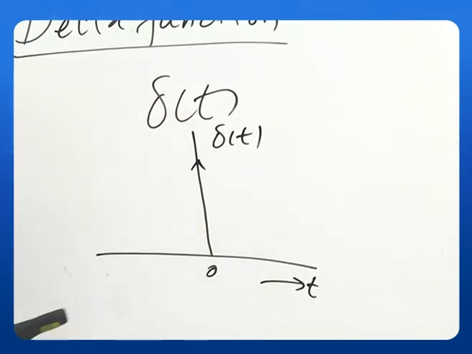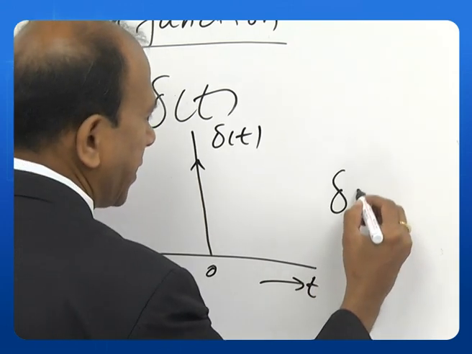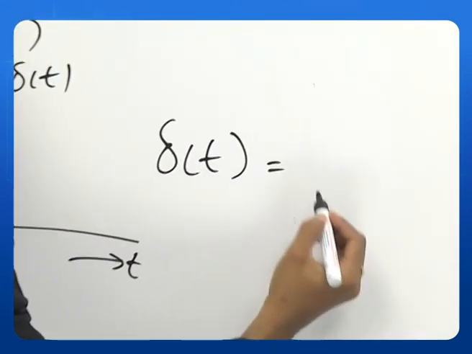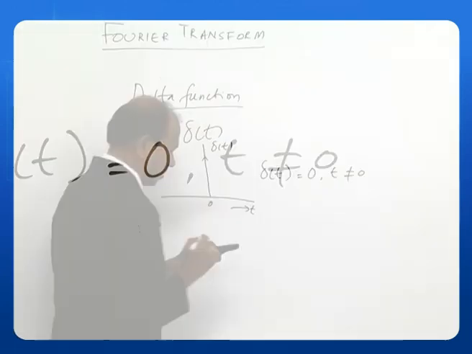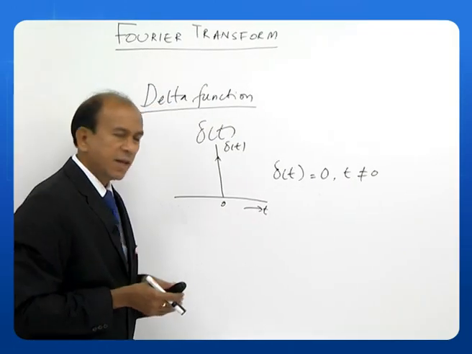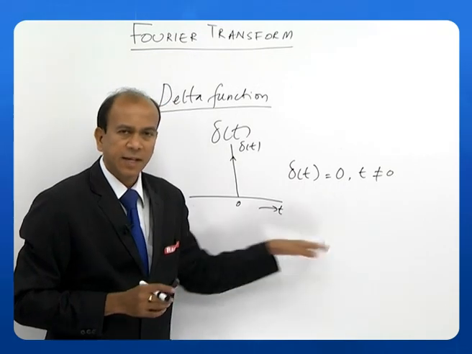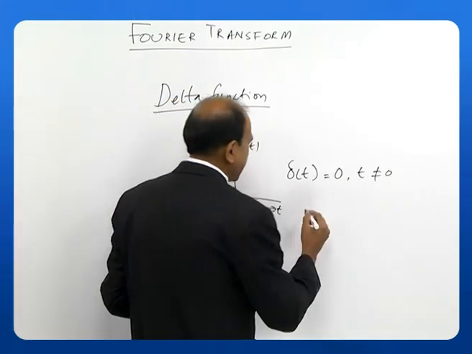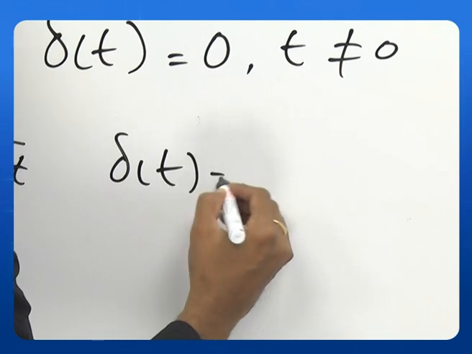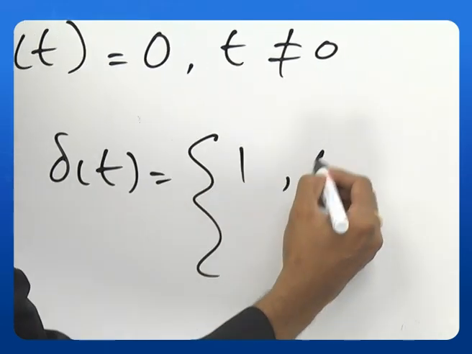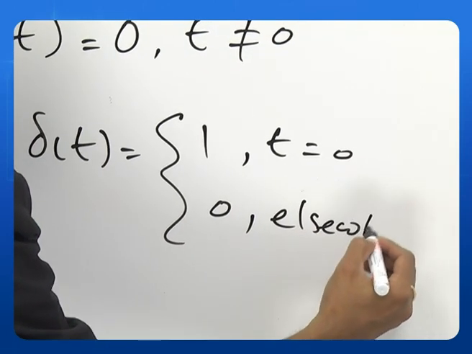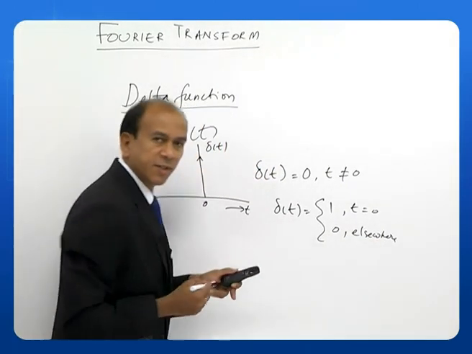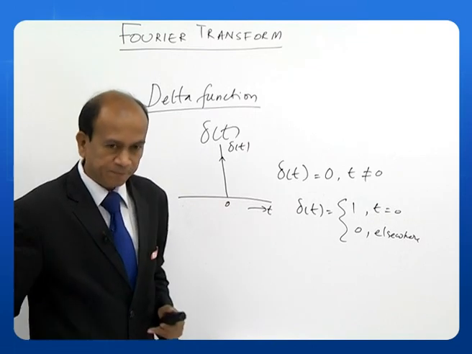So how can I write the equation for this? The equation can be written as delta of t is 0 when t is not equal to 0. That means when t is not equal to 0, it is like this. Otherwise, we can also write it like this: delta of t will have a value, let us say unit delta function, at t equal to 0 and 0 elsewhere. Okay, so this is a delta function for us.